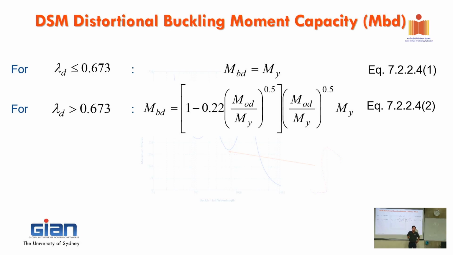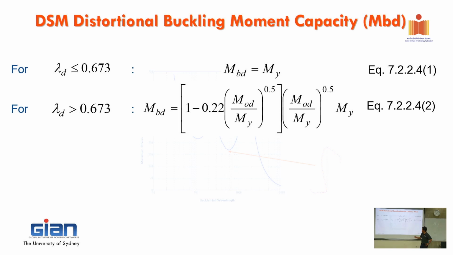So it means it's close to My moment, right? So there's no reduction because of distortional buckling. So it's all depending on this guy. Okay, so section capacity, section property, right? So we put that one in, and then we can calculate MBD straight away.